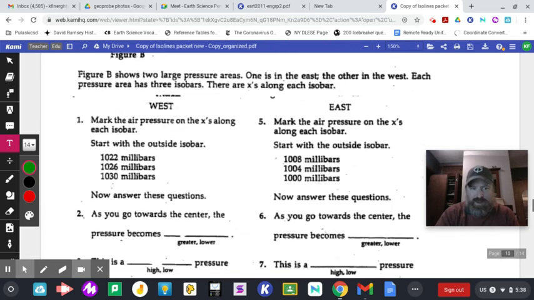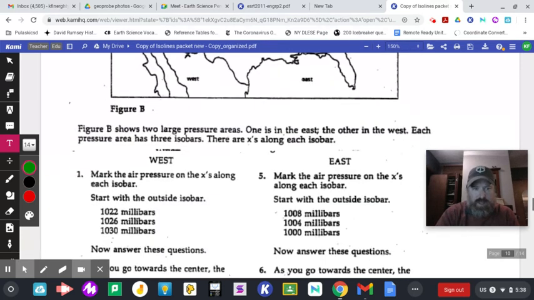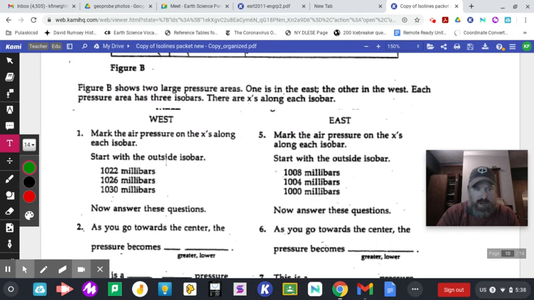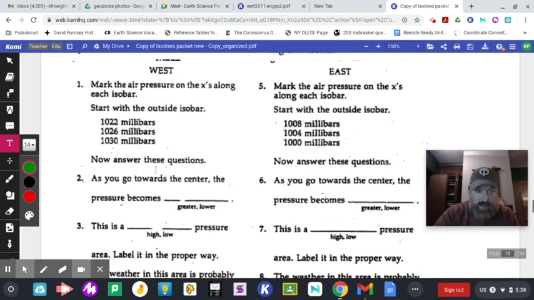This one's very easy. Don't panic here. What it wants us to do is mark all the X's, but we're going to be a little smarter than that. Starting with the outside isobar, label them 1022, 1026, then 1030.